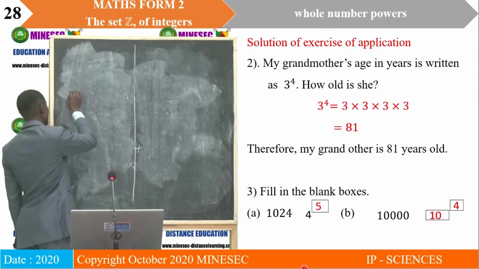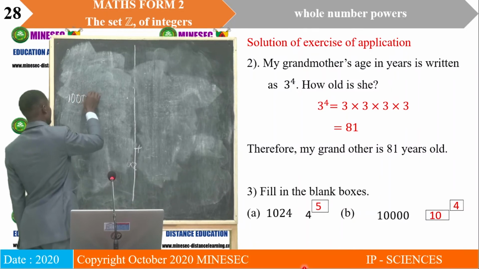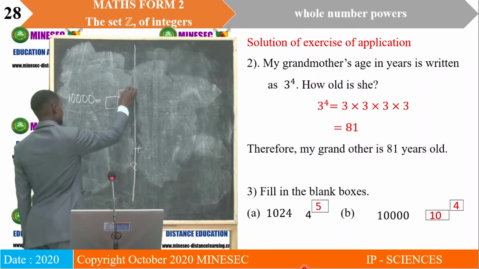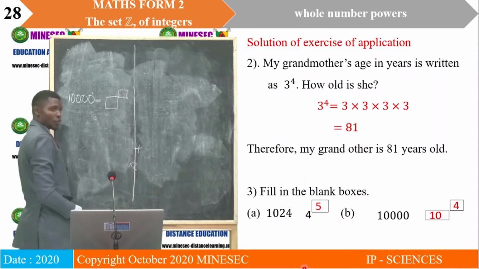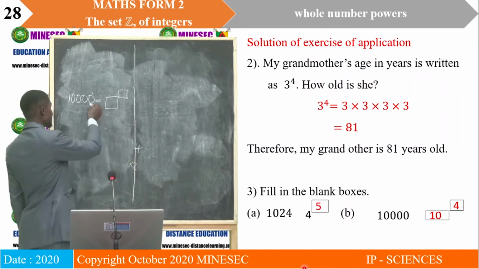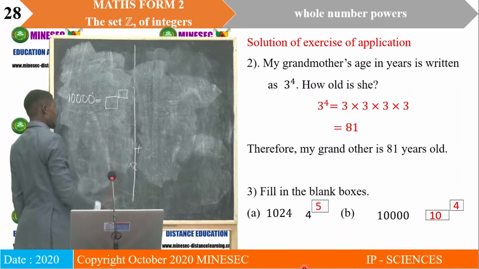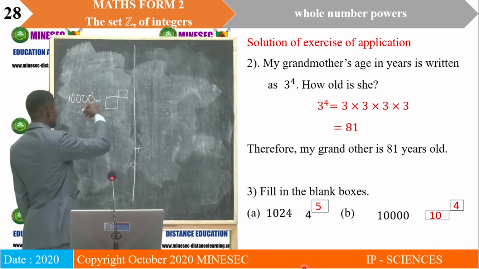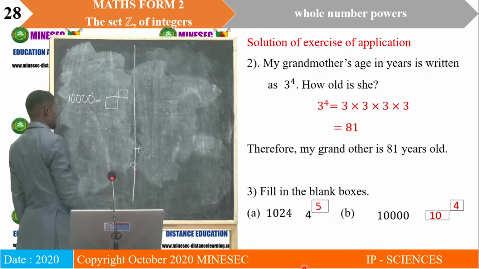Now in the second part, which is the B part of the question, you were given 10,000 and you were asked to get the base and the power. Now when we look at 10,000, we can see that it is made up of zeros. So let's try to see how we can multiply 10, the number of times we can multiply 10 to see if it will give us 10,000.